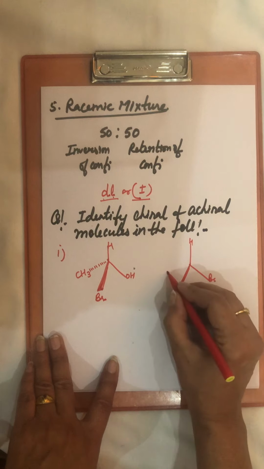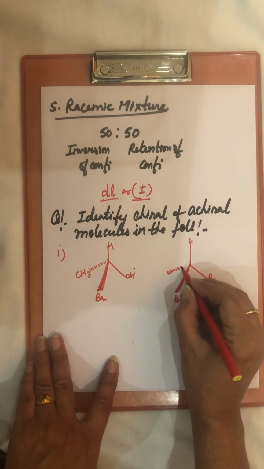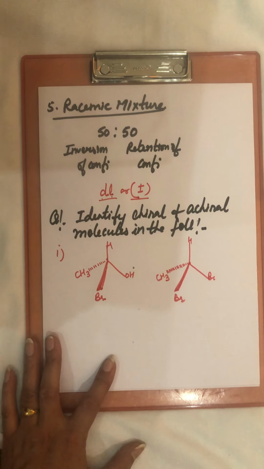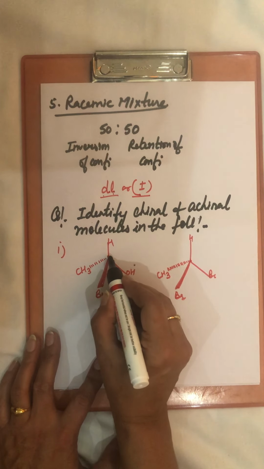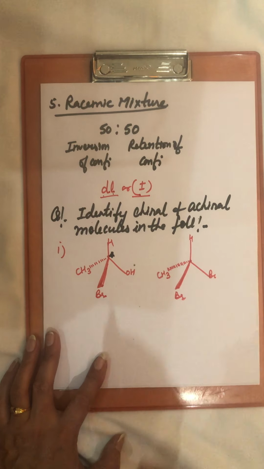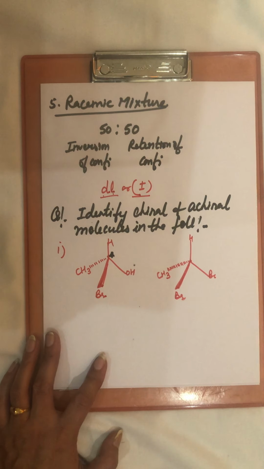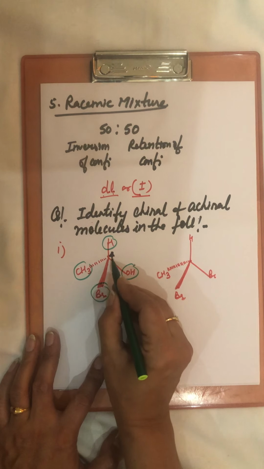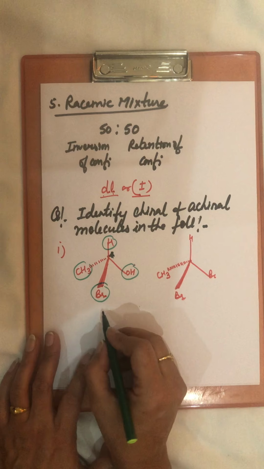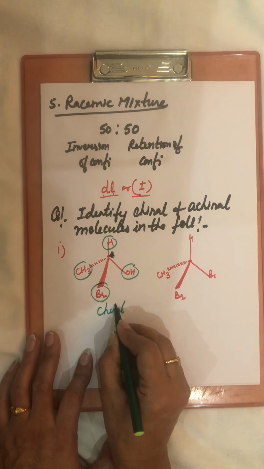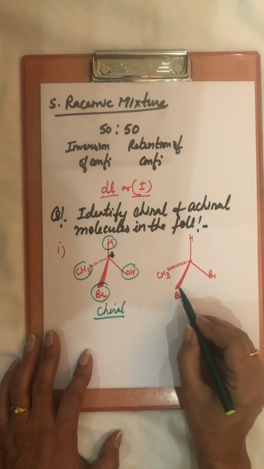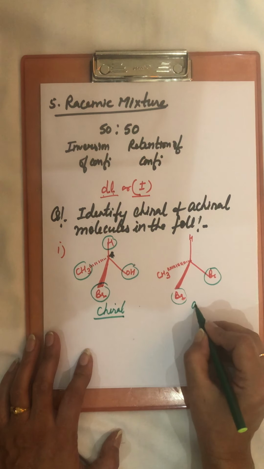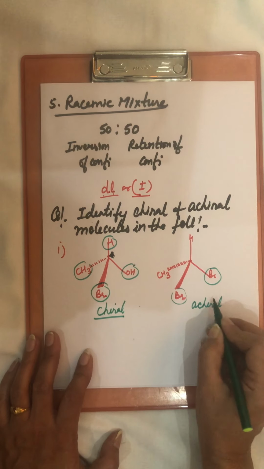If there is a chiral carbon, then that compound is optically active. So do we have a chiral carbon in these? Yes, this is a chiral carbon. This is not a chiral carbon, because in this case all the four groups or atoms attached to this carbon are different. So this is a chiral molecule. While here the two atoms attached are the same. So this one is actually an achiral molecule.